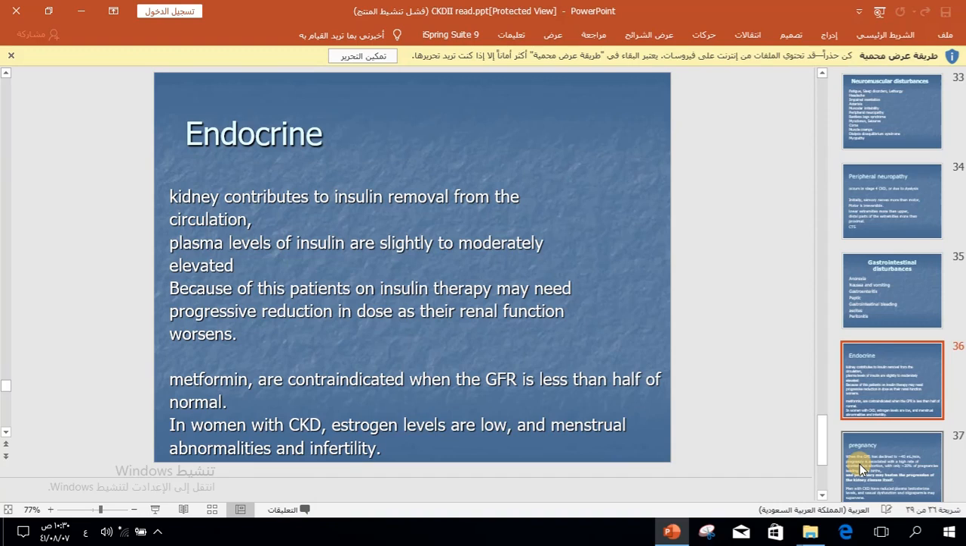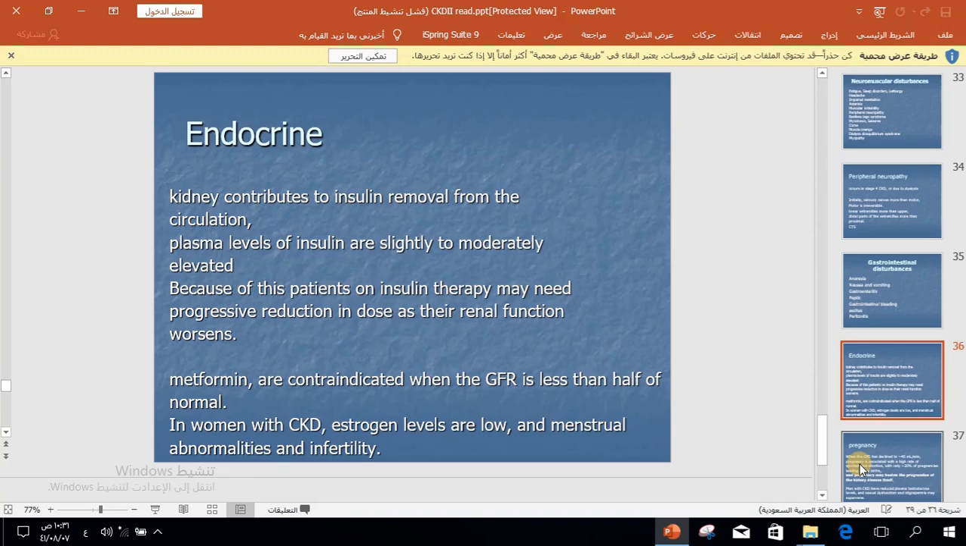It is contraindicated when the GFR is low. Nowadays, the guidelines have changed. Usually, it was contraindicated below a GFR of 60. Nowadays, it can be given down to 30, but with caution and not more than 1 gram.